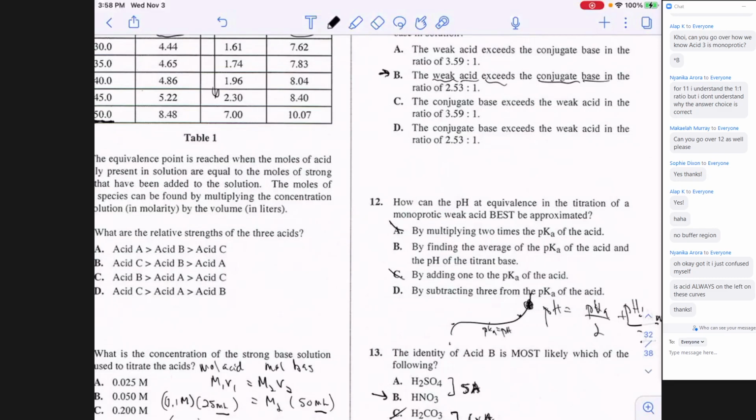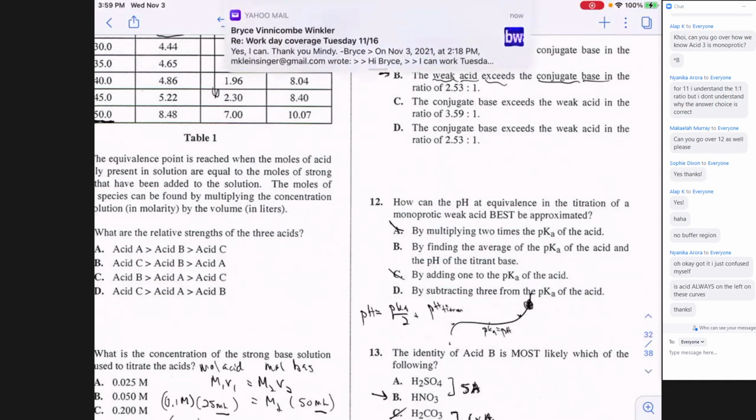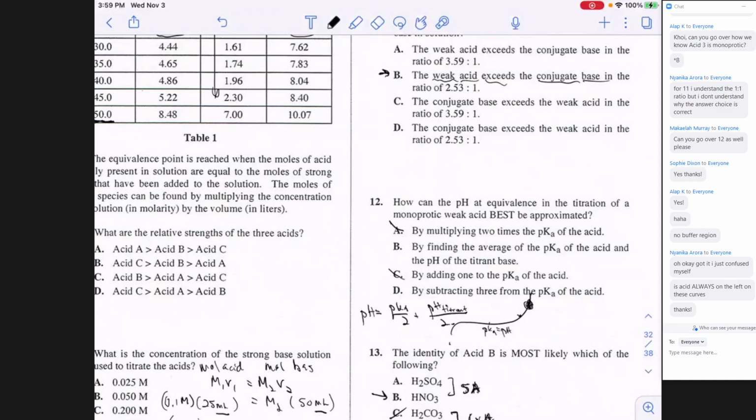So, by finding the average of the pKa of the acid and the pH of the titrant. Let me rewrite this because it's kind of cut off on the side here. It's hard to see. So the pH at the equivalence point is simply pKa over 2 plus the pH of the titrant, in this case your base, the average of the two. And that point will be your equivalence point. Or you could have just used process of elimination and known that A is wrong, C is wrong, and D is wrong, to solve for B.